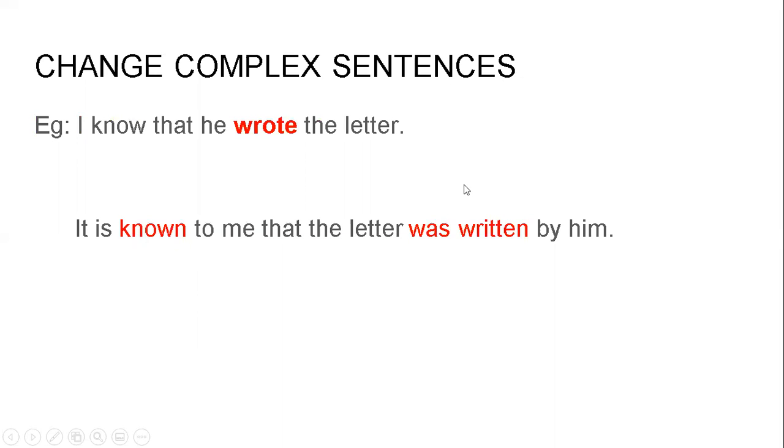Let's go to a complex sentence. That's also complex. I know that he wrote the letter. Now, the letter has to come before, he has to come at the end. Wrote has to change to was written. But then now we have another verb too, and we have to change it. Okay? So I know that he wrote the letter becomes it is known to me that the letter was written by him.